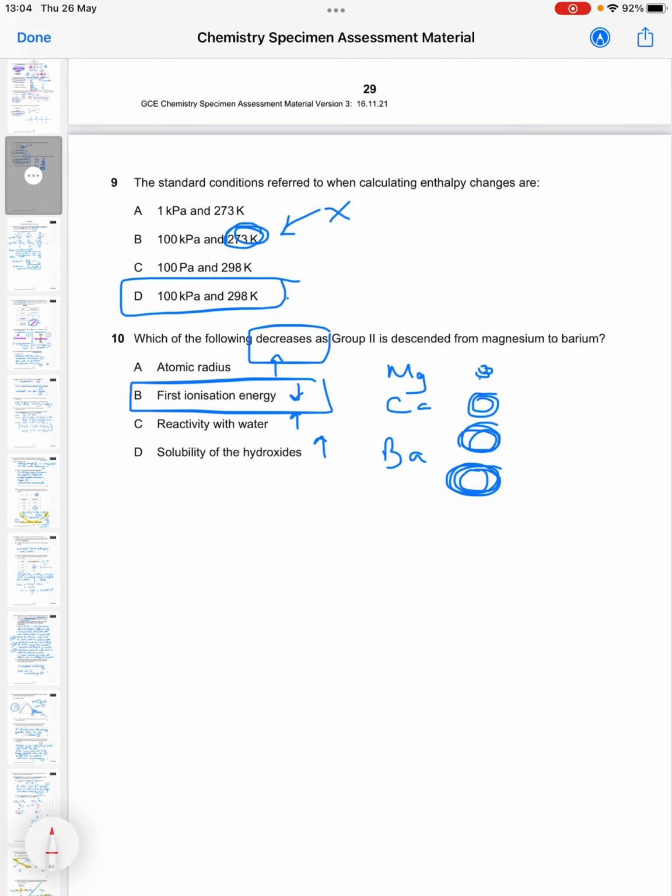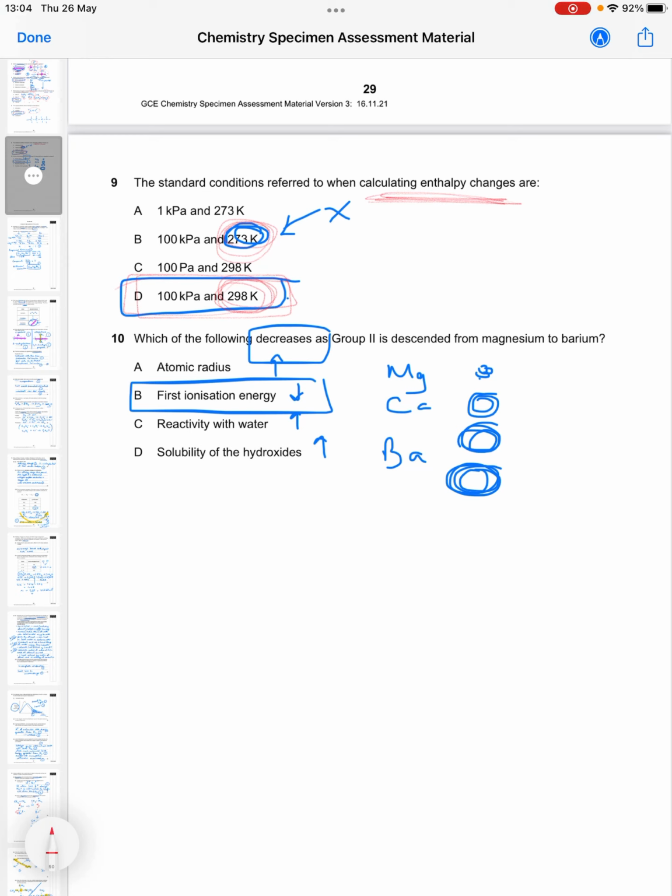And number 9, it's talking about standard conditions when calculating enthalpy changes. Now this is different from the standard conditions or the standard temperature for gas volume, which is 273. So it's actually D, 100 kilopascals and 298 Kelvin. You might be tempted to go for B, but it's not correct.